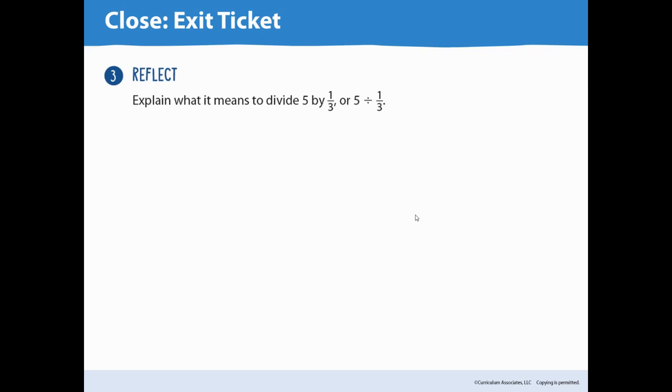All right, so let's look at this. What does it mean to divide 5 by 1/3? I'm going to take 5 pieces, my normal circles, like I like to do. I have 5 of them. I'm going to break each one into thirds.